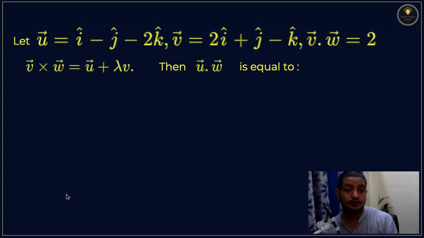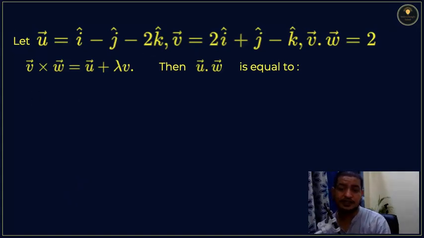v dot w, that is the dot product of v vector and w vector, is given as equal to 2, and v cross w, the cross product of v and w, is given as u vector plus lambda times v vector. We have to find u dot w, the dot product. So there is one concept that we have to understand here.